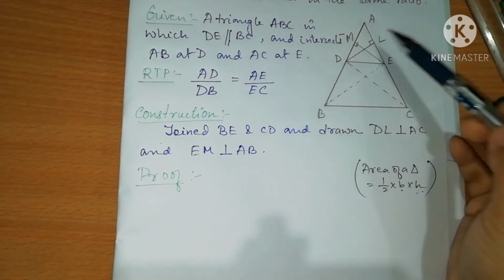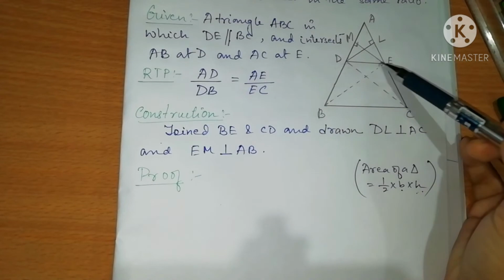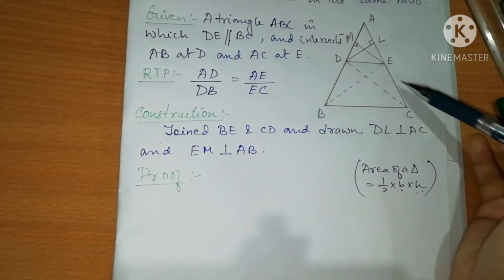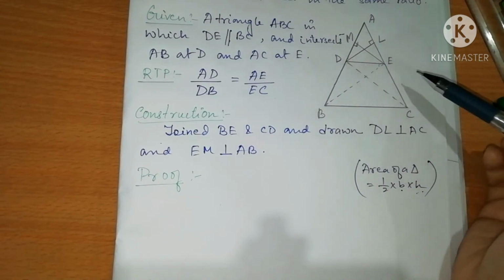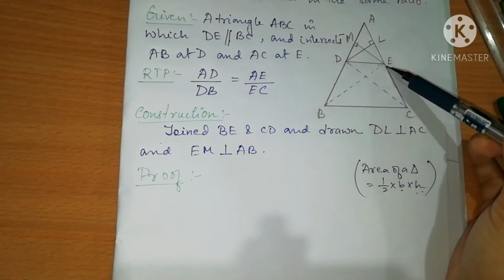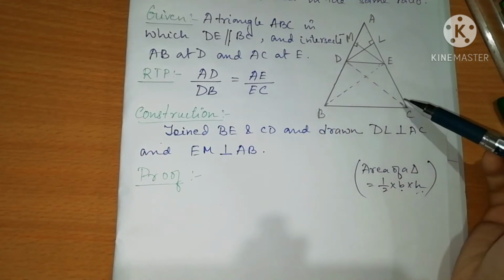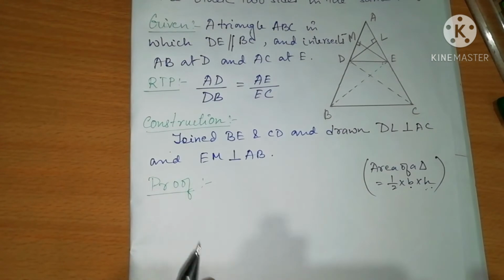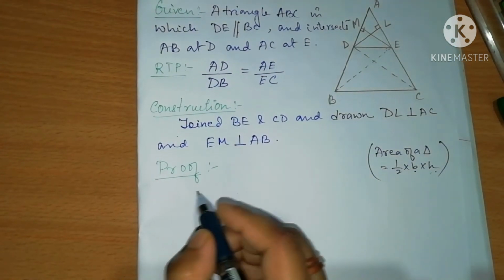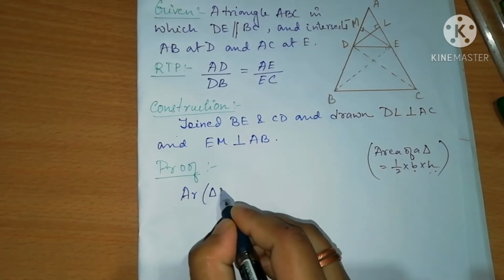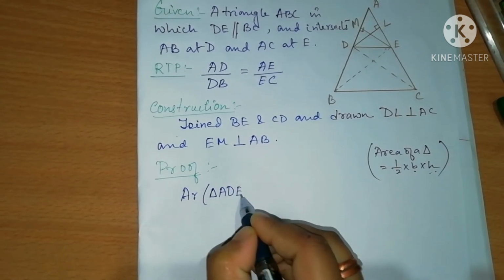Similarly, to get AE, we will take ADE. Then to get EC, we are going to take the triangle DEC. So we are going to find the area of DEC and the area of triangle ADE. So let us proceed now.